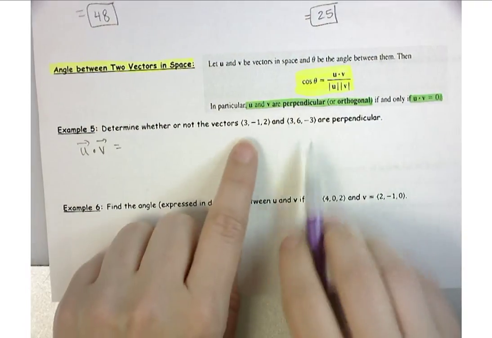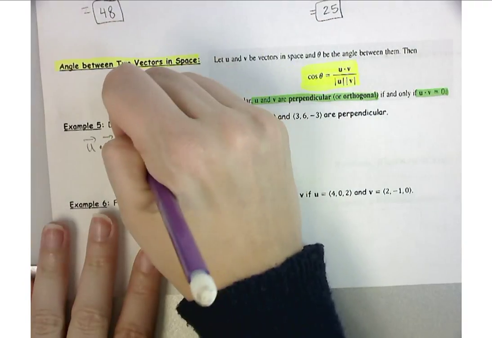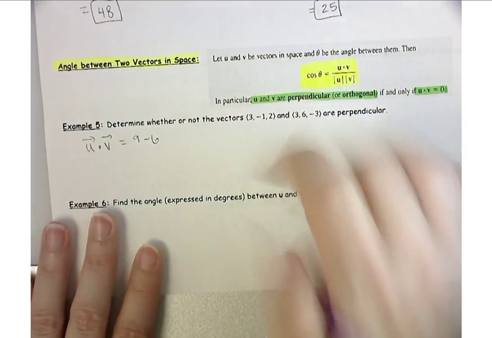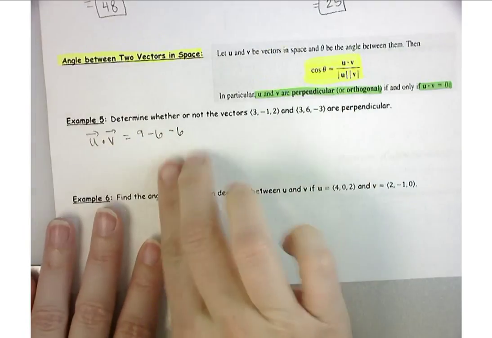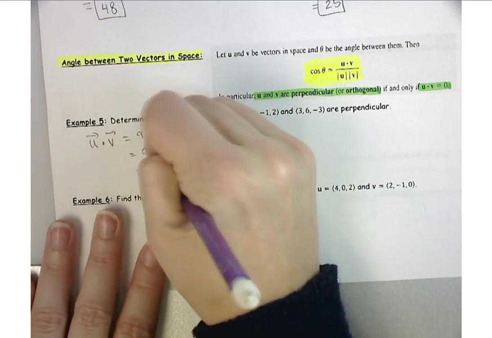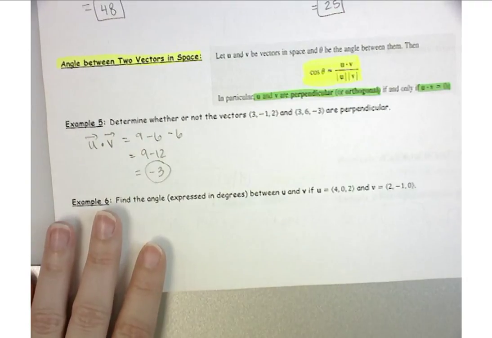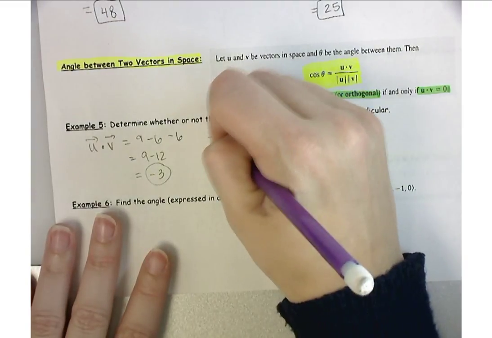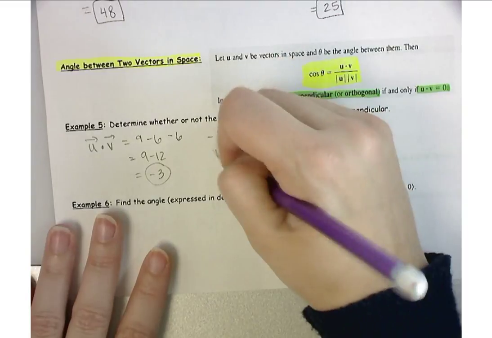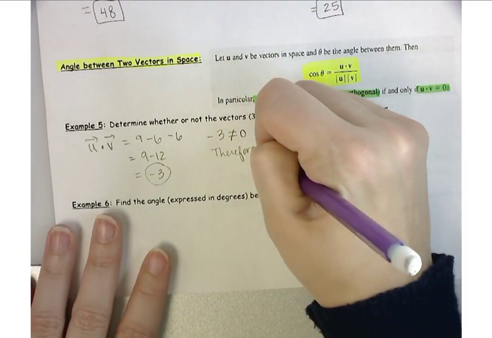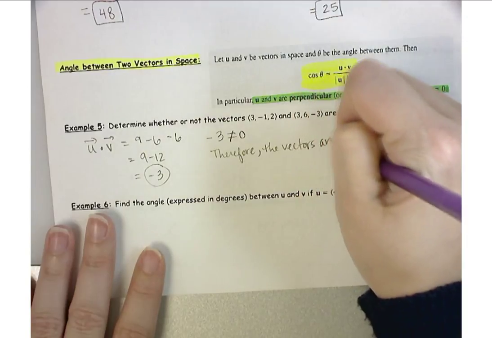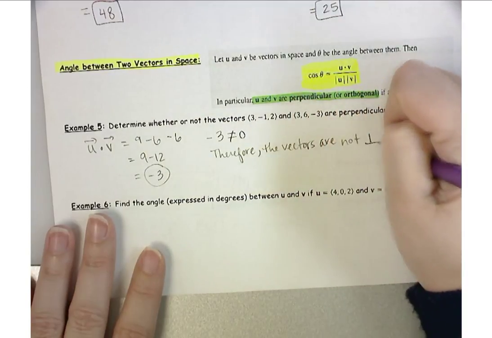Okay, so to do the dot product, 3 times 3 is going to be 9. Negative 1 times 6 is negative 6. 2 times negative 3 is negative 6. So this is like negative 12. 9 minus 12 is negative 3. So your dot product is negative 3. Negative 3 does not equal 0. Therefore, the vectors are not perpendicular.